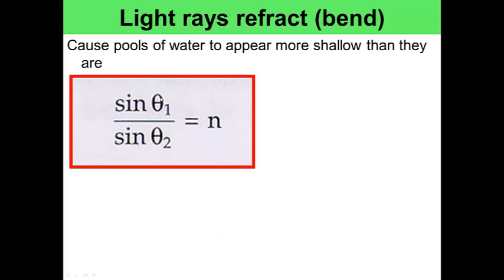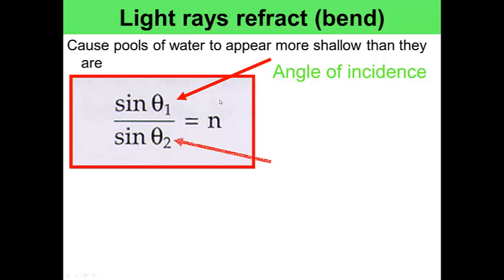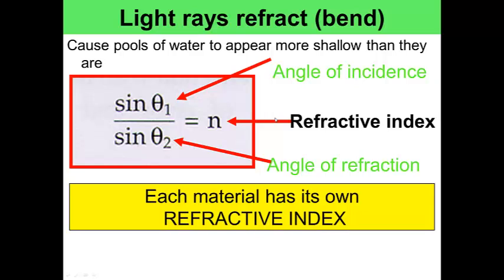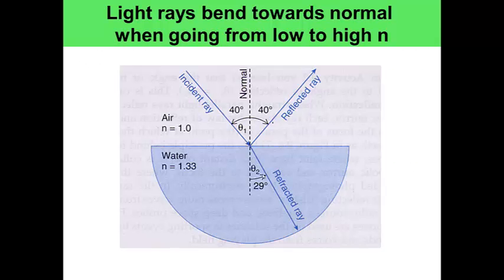So the formula is sine theta 1 divided by sine theta 2 is equal to n, where this is the sine of the angle of incidence, and the sine of the angle of refraction, and n is the refractive index. Each material has its own refractive index: air, water, oil, plastic, glass. Light rays bend towards normal when going from low to high n.